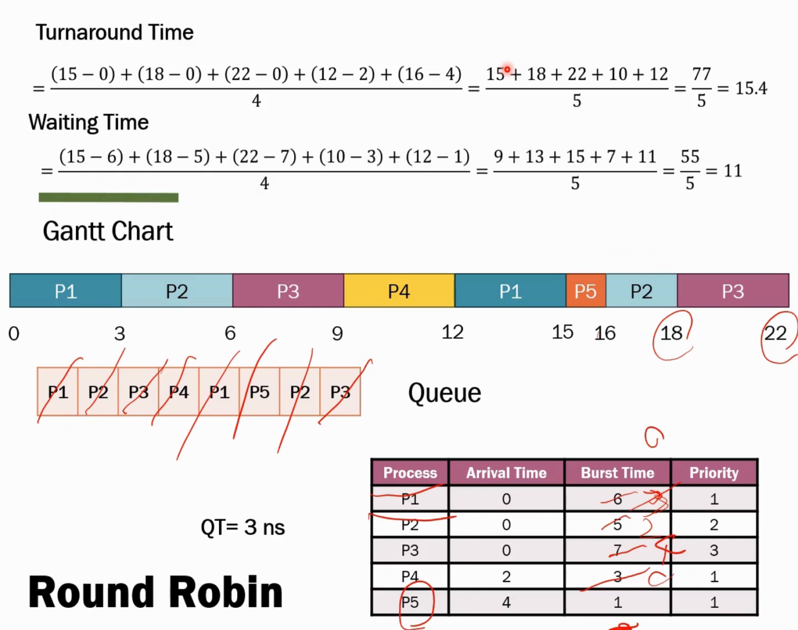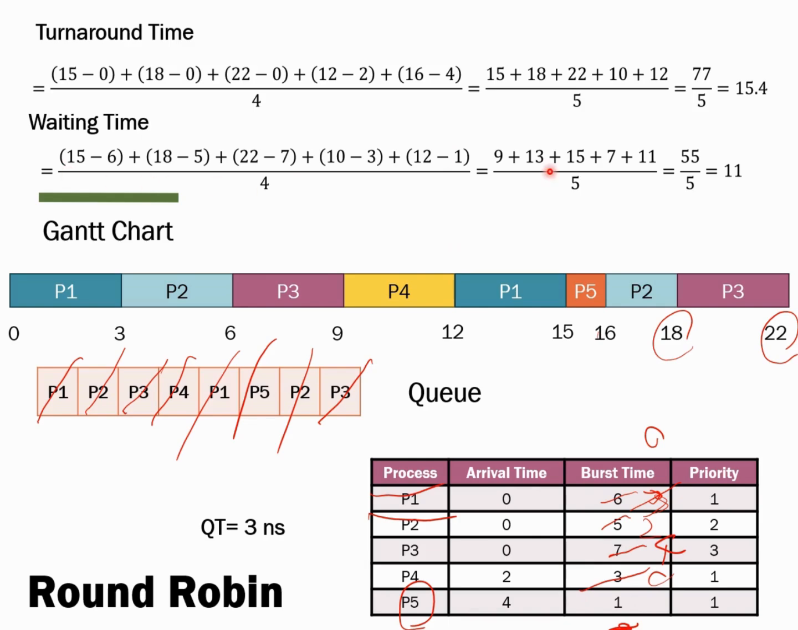And about the waiting time, we have the turnaround time. So we got 15 for P1, 18 for P2, 22 for P3, 10 for P4, and 12 for P5. In this case, we must decrease the burst time. Burst time for P1 is 6, P2 is 5, P3 is 7, P4 is 3, and P5 is 1.